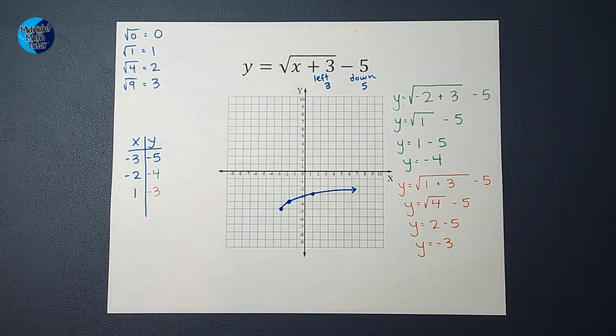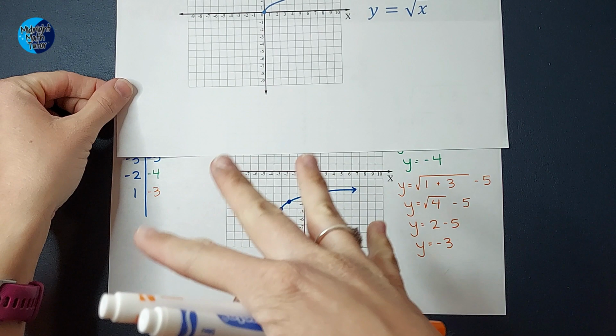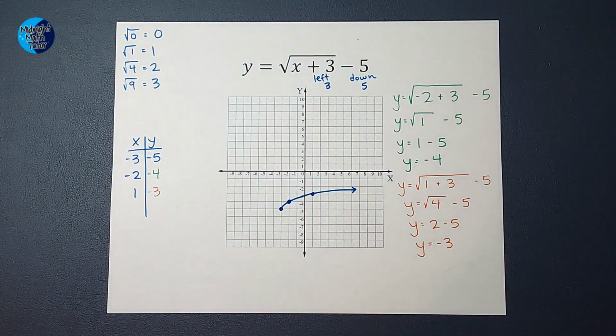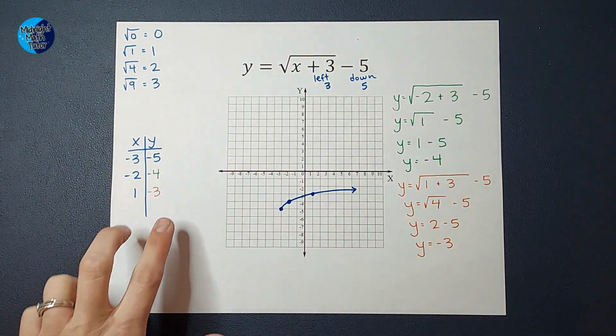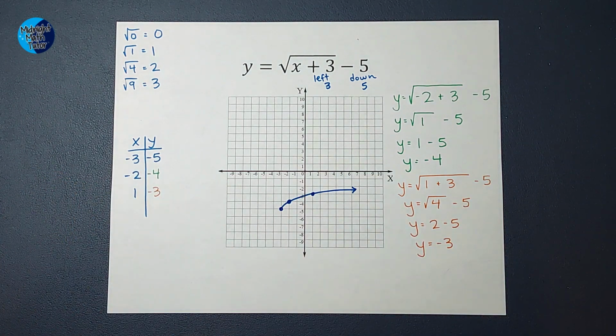Okay, so that is what my graph looks like. See how it is very similar to this graph? It's just moved over and down. As you do these more and more, you may get to the point where you know the graph well enough that you don't really even need to plug in points. But plug them in whenever you need to.